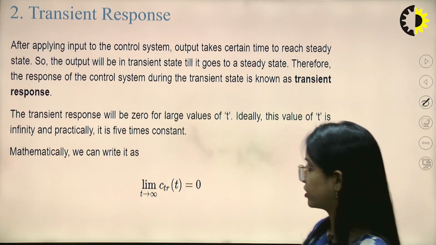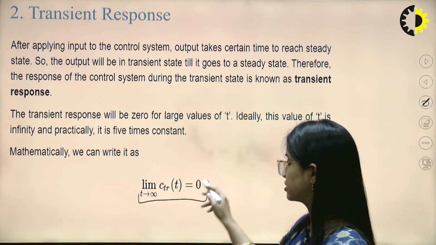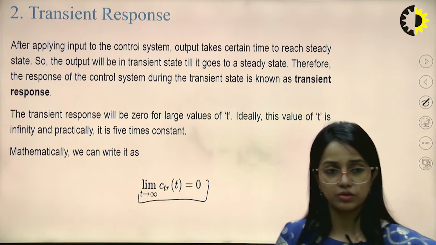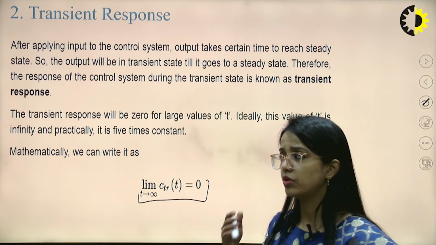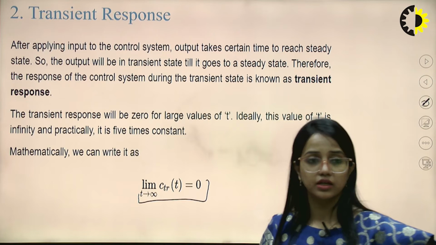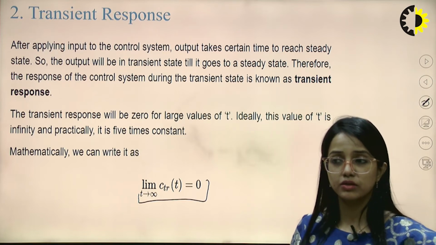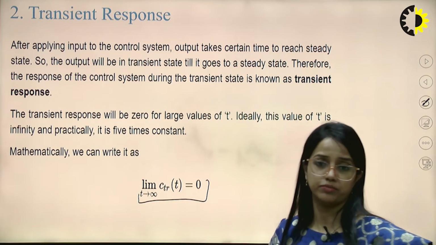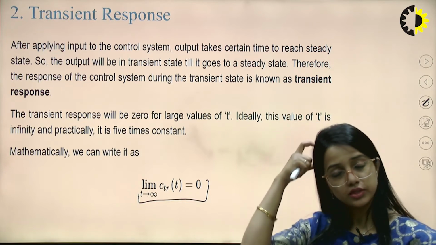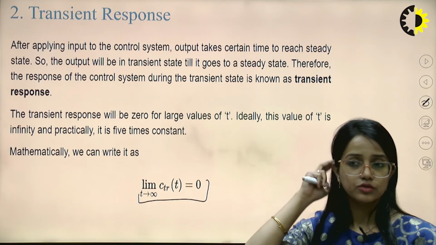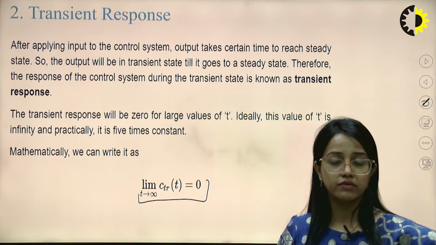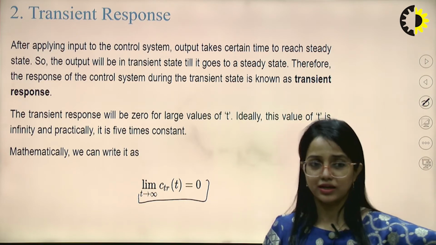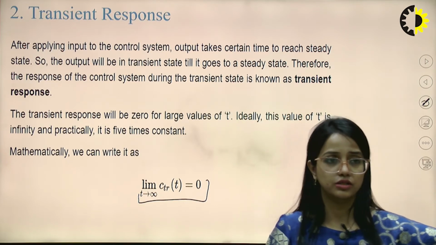Mathematically, we can write the transient response as limit t tends to infinity, C transient will be equal to 0. So, when we talk about bigger time scale, then the transient will be equal to 0. Why? Because it requires a very small amount of time to settle from the given value to the steady state. So, when we talk about the bigger picture, like a time cycle of infinity, that response can be neglected, and therefore we are writing it as 0.